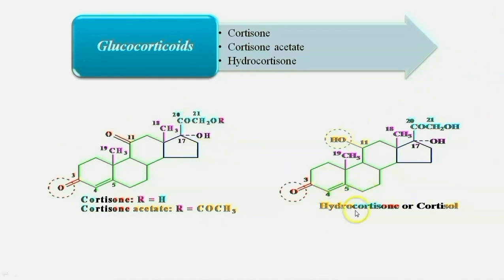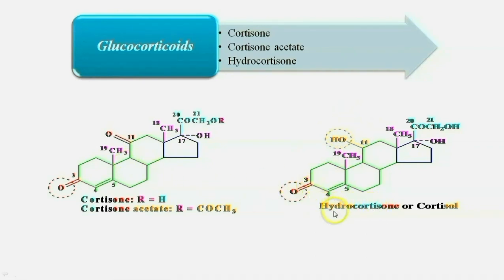Next is hydrocortisone, and hydrocortisone is also known as cortisol. This hydro indicates a hydroxyl group is present in the structure. If you analyze the structure of cortisone again, you will find at the 11th position this ketonic function is present, but if this ketonic function is replaced with a hydroxyl group you will get the structure of hydrocortisone. See the structures of cortisone and hydrocortisone.